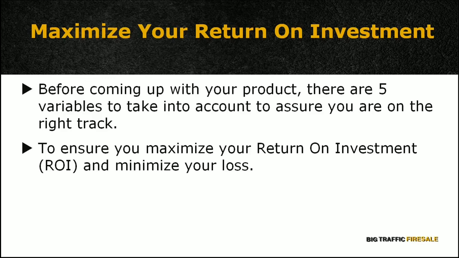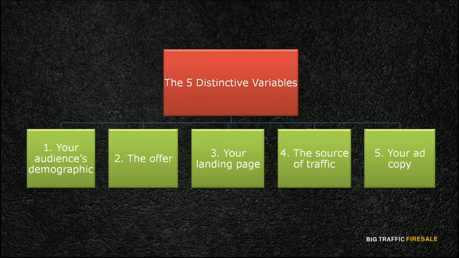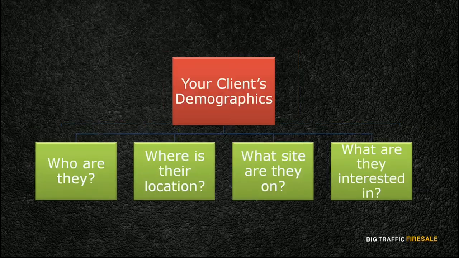This module applies the reverse engineering strategy shared with you in the previous module. When your ads aren't working, refer back to the 5 variables and remember to not have more than 2 unknowns out of the 5. If you do, it'll be hard for you to produce an effective ad to lure massive traffic. The 5 distinctive variables are: 1. The demographics of your prospective customers. 2. The offer. 3. Your landing page. 4. The source of traffic. 5. Your ad copy.